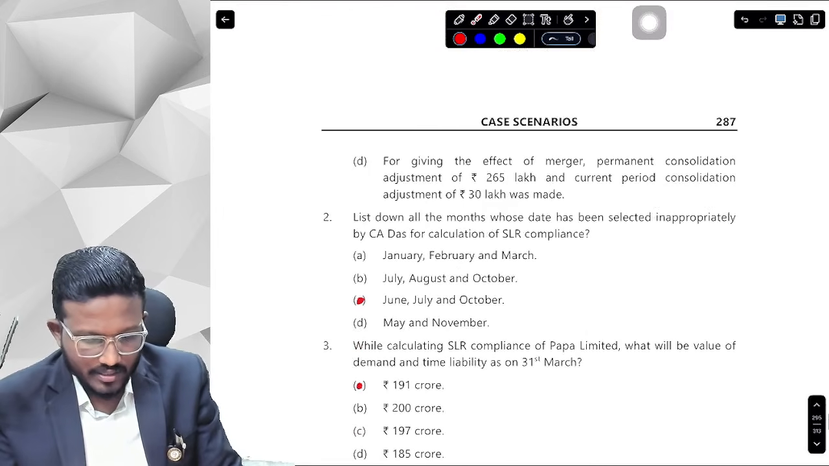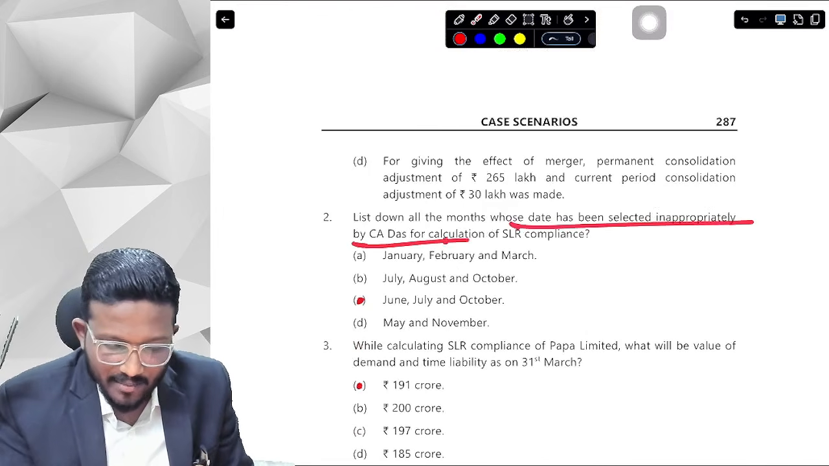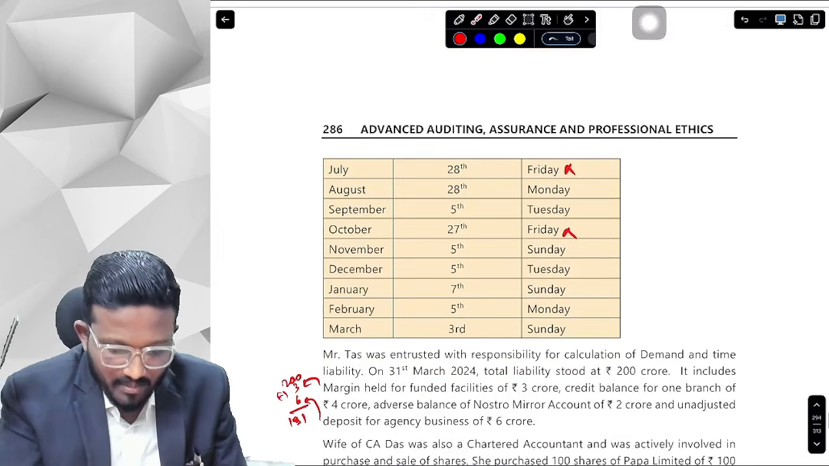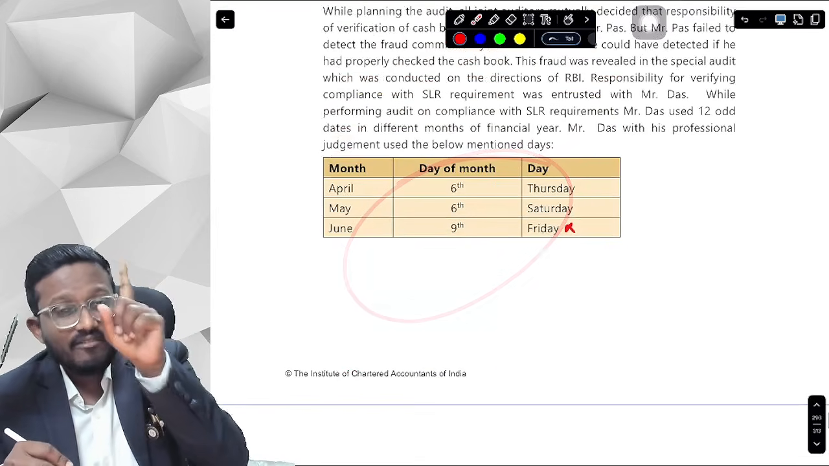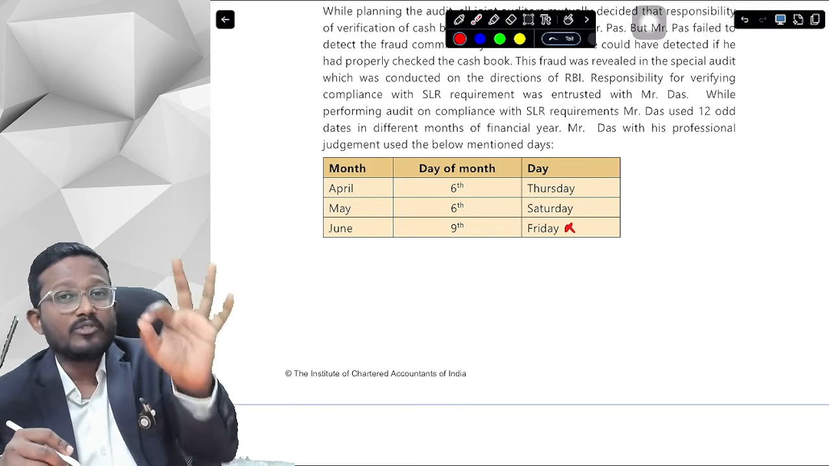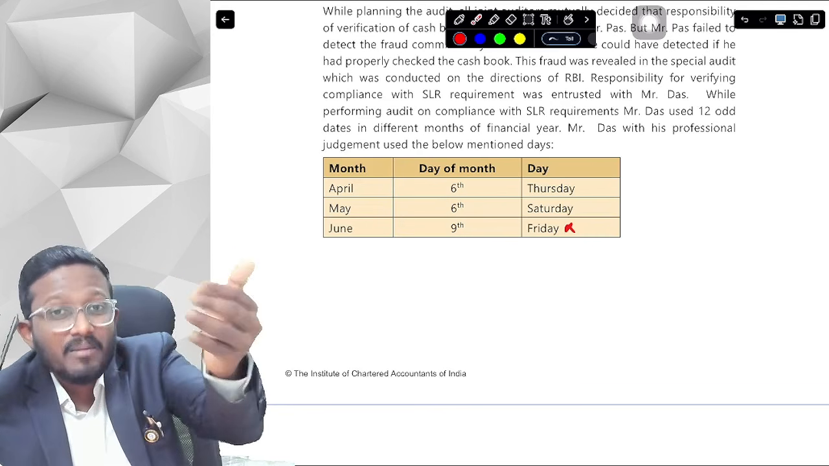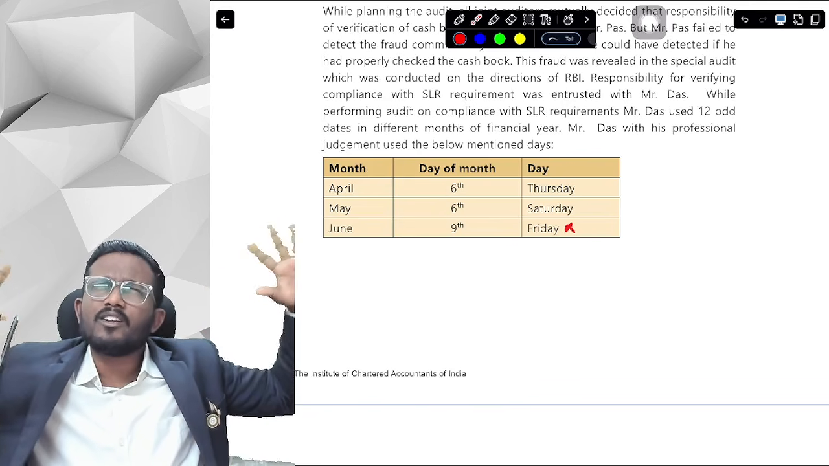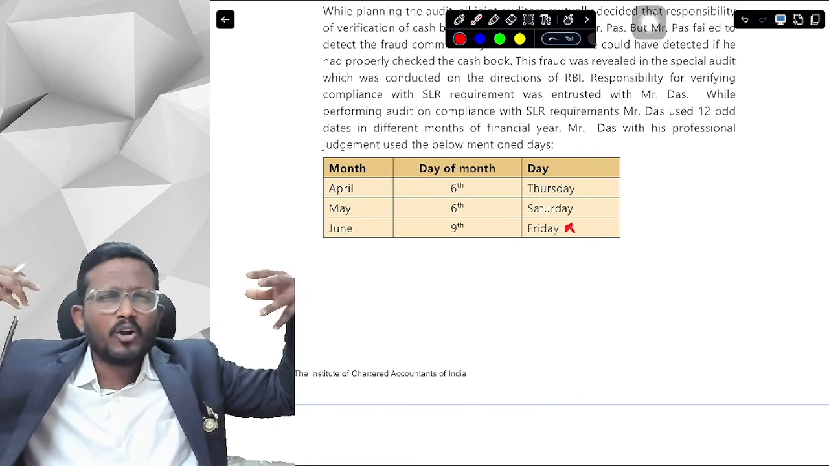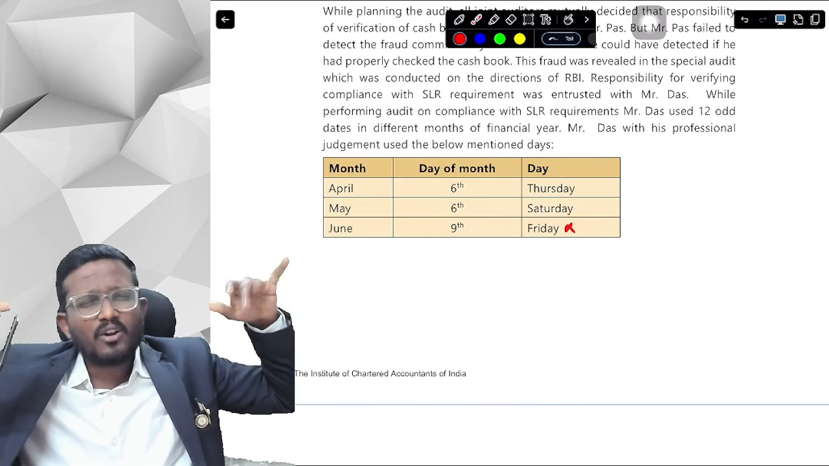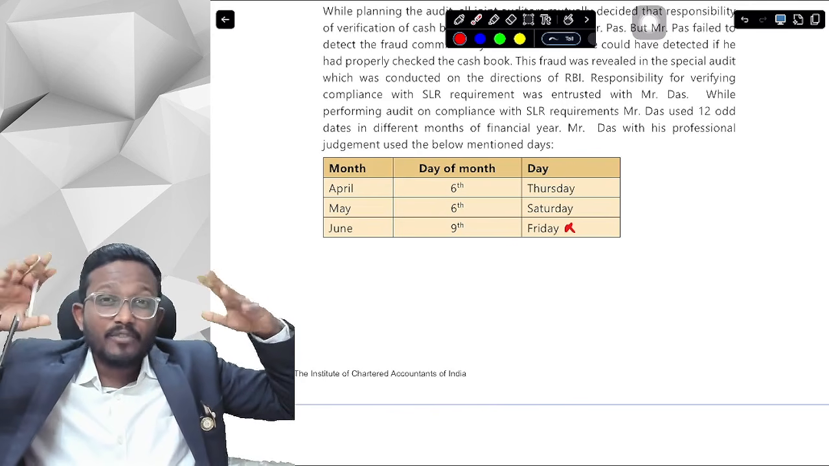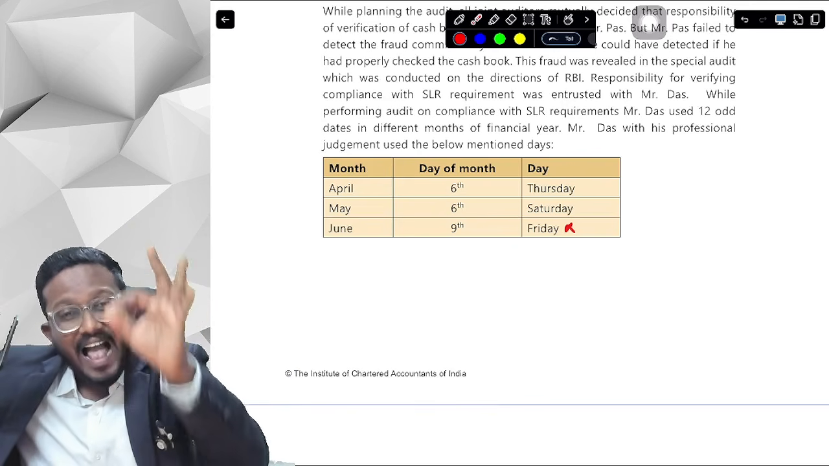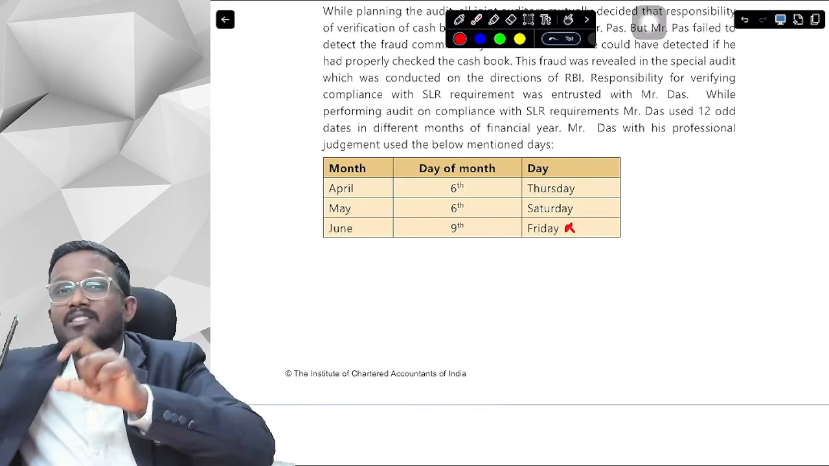Next, it is talking about which dates have been appropriately selected for SLR compliance. While we are doing SLR compliance, we have selected the following dates. Now tell me which dates have been incorrectly selected. We have discussed already that we need to select 12 dates from different months in the financial year which are not Fridays. You don't have to remember whether to take odd or even, working days or weekends. You just need to ensure that it should not be Friday, and one date from each month should be taken.